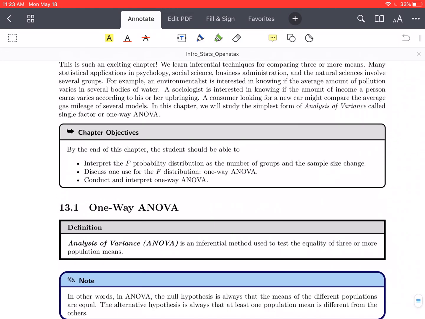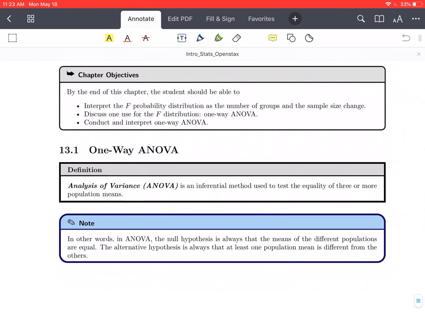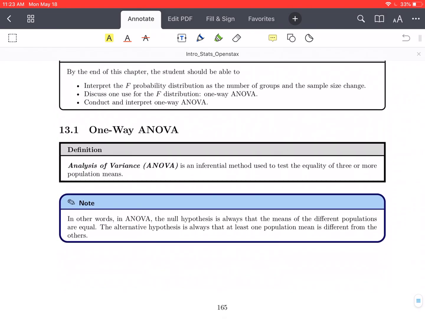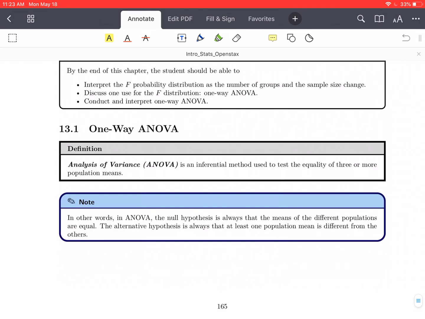So first up, we have the one-way ANOVA. ANOVA is just an abbreviation for analysis of variance. This is an inferential method used to test the equality of 3 or more population means.